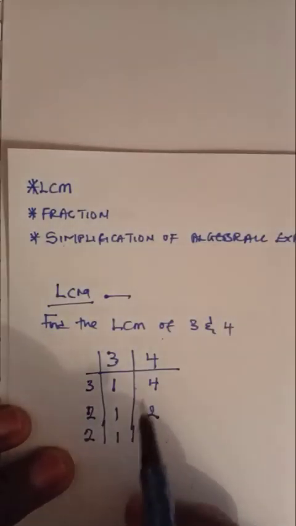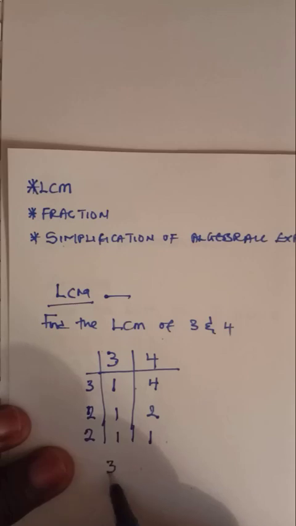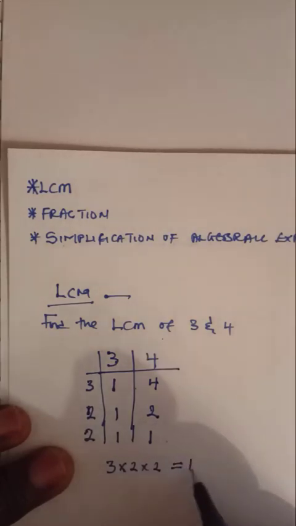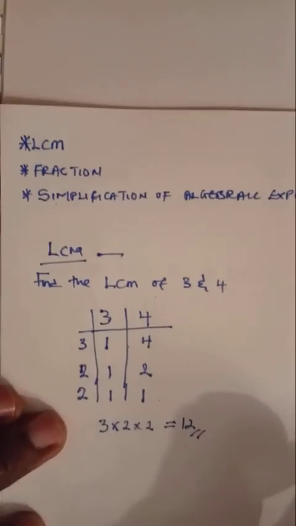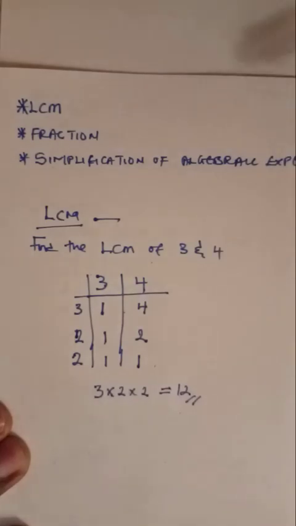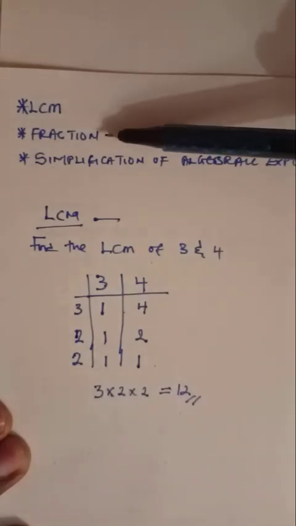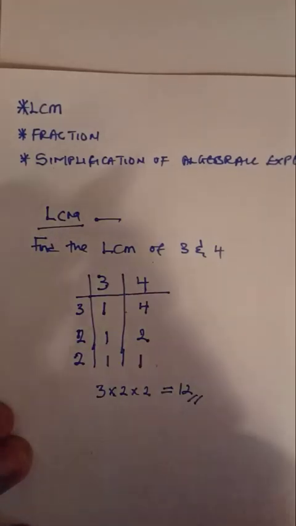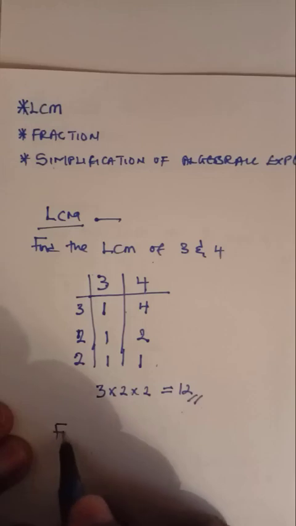So at the end of the day, the LCM we have is 3 times 2 times 2. And this will give us what? 12. So the LCM of 3 and 4 is 12. So let's look at the second thing we want to talk about, which is fraction. And fraction always works with LCM. So let's see.